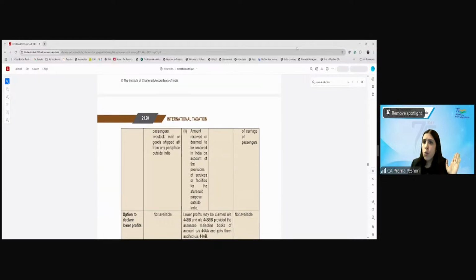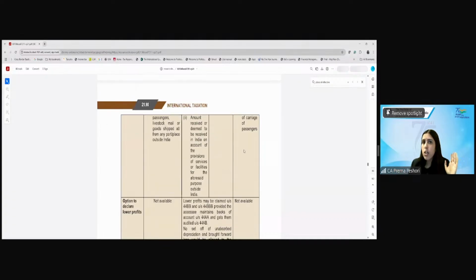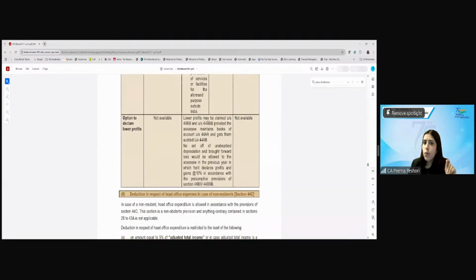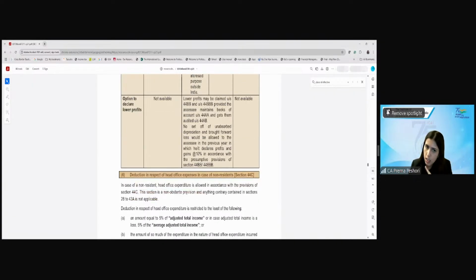Can you offer lower profits than the presumptive rates? They say that under civil construction and under extraction of mineral oil, you can offer lower profits, lesser than what is given under the section. But for shipping, aircraft, and cruise ship, you cannot offer lower profits than what is prescribed under the section. Clear?